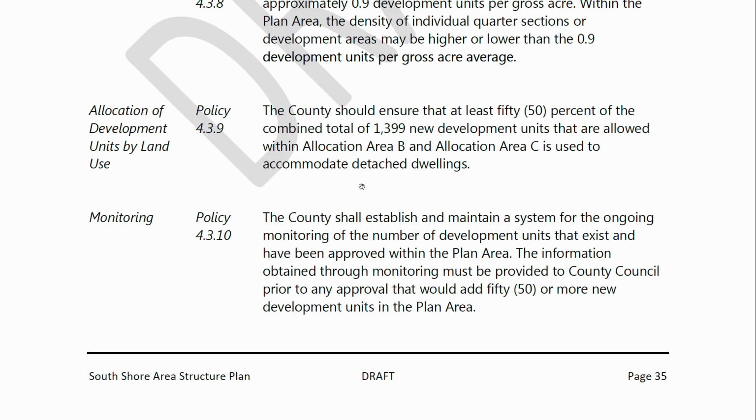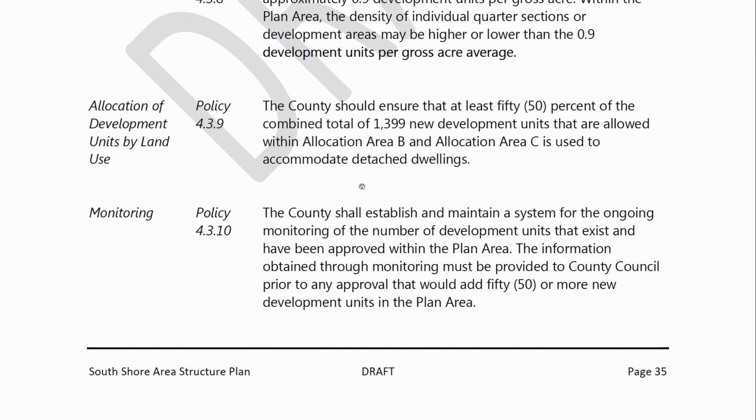Finally, this section concludes with the need for having a monitoring system in place. And that's where policy 4.3.10 comes in. Tracking and understanding where development is at, in terms of the number of development units that exist on the ground or have been approved and just maybe haven't been built yet, is something that the county will have to track and monitor over time. So county staff will have to create a system to do that.